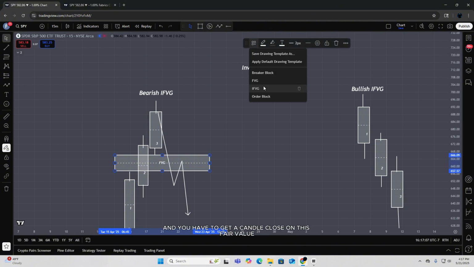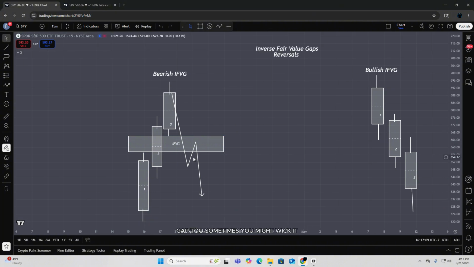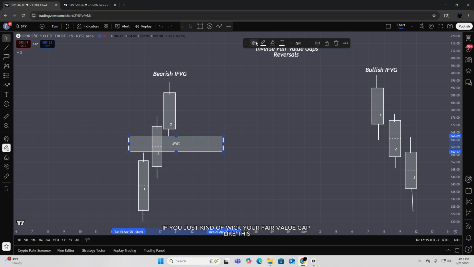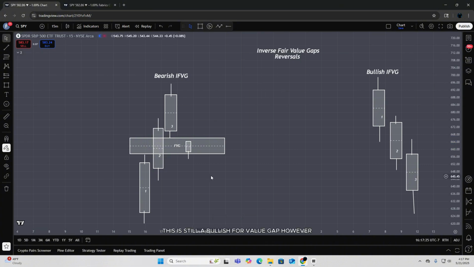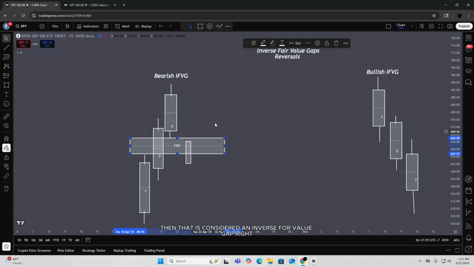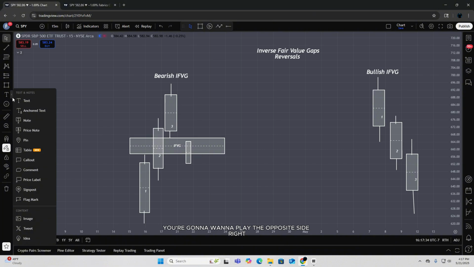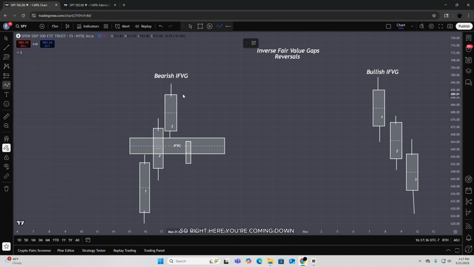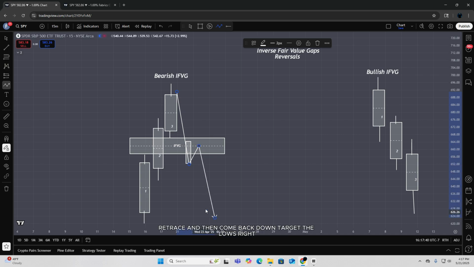And you have to get a candle close on this fair value gap too. Sometimes you might wick it, which will still be considered a fair value gap if you just wick your fair value gap like this. This is still a bullish fair value gap. However, if you get a candle close like this, then that is considered an inverse fair value gap, where in this case you're going to want to play the opposite side. So right here, you're coming down, come back up, retrace, and then come back down, target the lows.